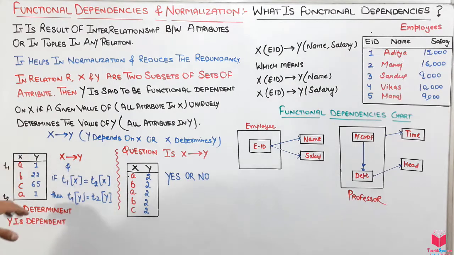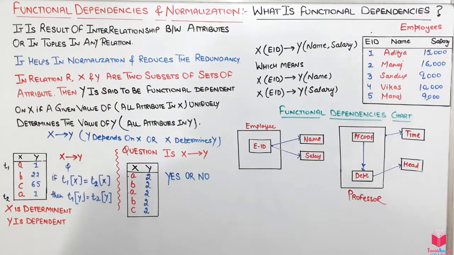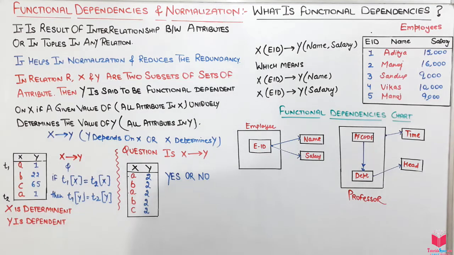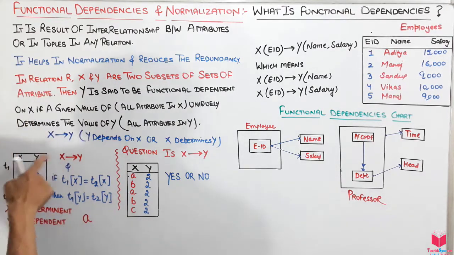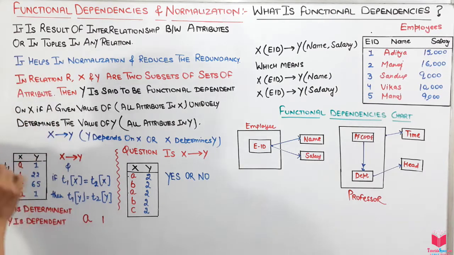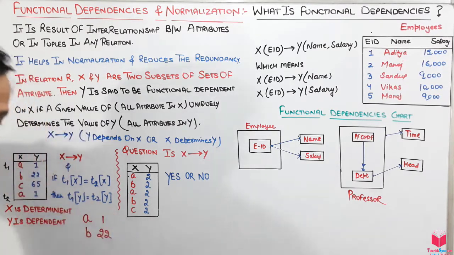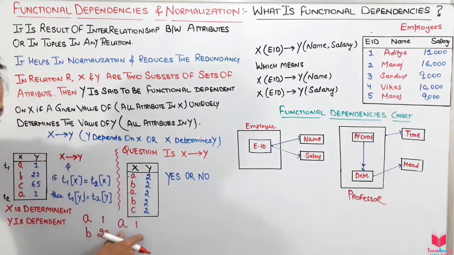We have a table with attributes named X and Y and their corresponding values. From these values we have to check whether X arrow Y holds, that means Y depends on X. That means for every value of X there is a unique value of Y. So let's check. If we have A here, then we have the value 1. If we have B here, we have 22. That is a unique value. If we have A again, then we again have the same value.